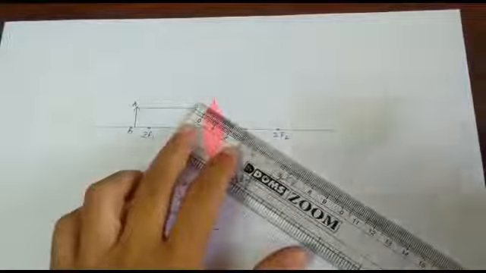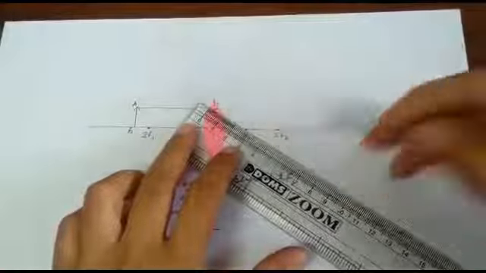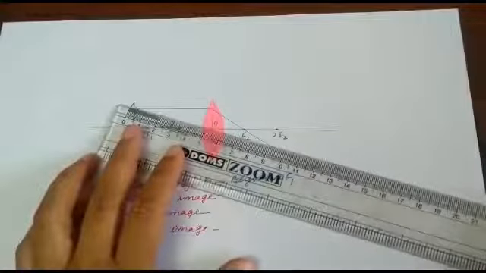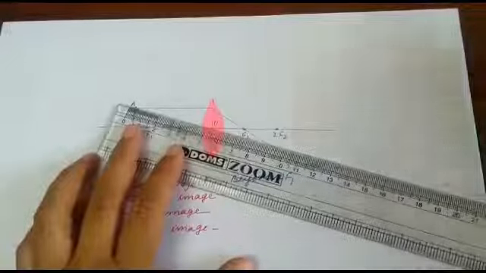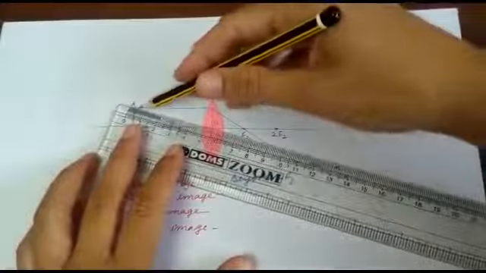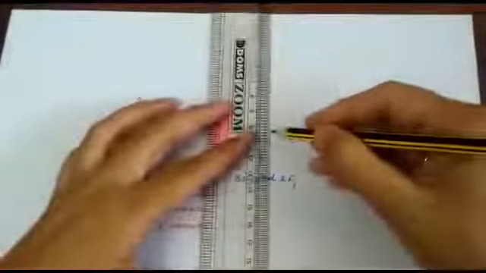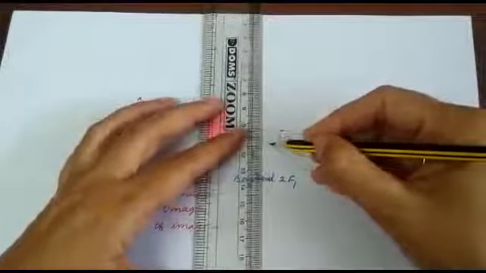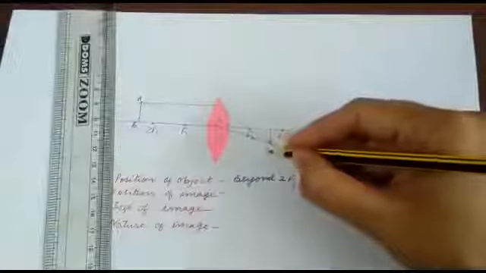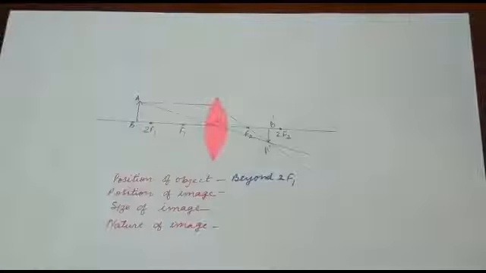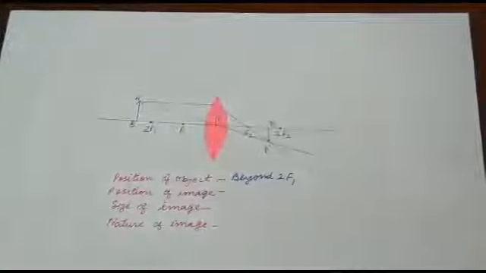After refraction it will pass through the focus, and the other light ray is passing through the optical center, so it will move undeviated. So this is the point where the light rays are meeting. Here we will mark it as A dash B dash. This is the position where the image is formed.